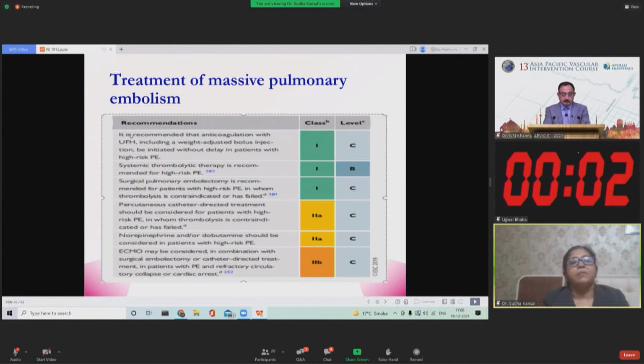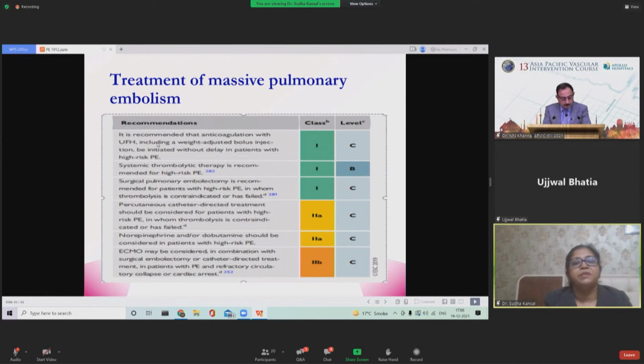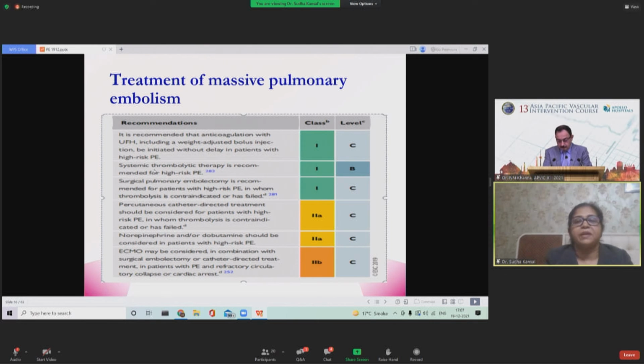So coming to summarizing, in a case of massive pulmonary embolism, I'll immediately give unfractionated heparin. Systemic thrombolysis therapy is recommended if there's no contraindication. Surgical pulmonary embolectomy is recommended if there's a contraindication or thrombolysis has failed. Similarly, percutaneous catheter-directed treatment should be considered for patients with high-risk PE in whom thrombolysis is contraindicated or has failed. Norepinephrine or dobutamine is the drug of choice as a vasopressor and inotrope in these patients.